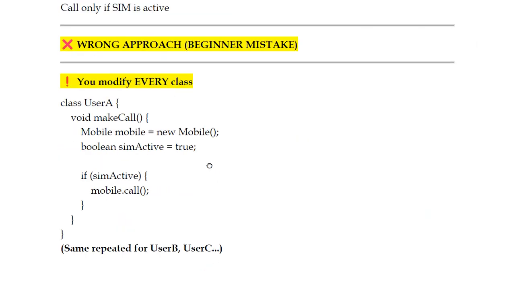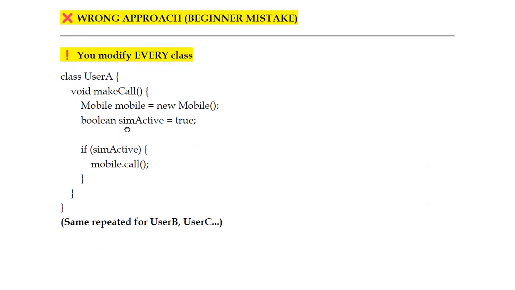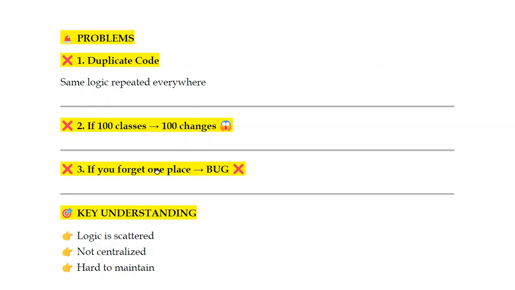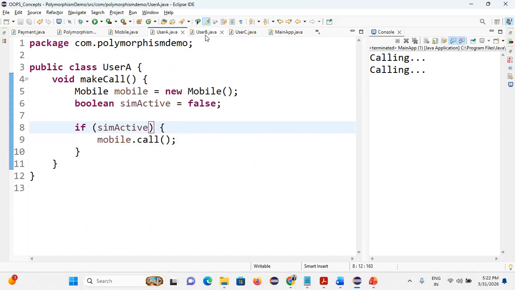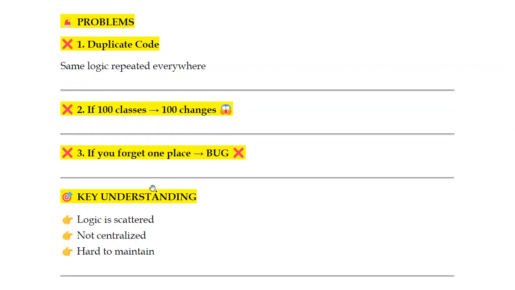If it is three classes, not an issue. But if 100 devices or 100 users are there, you are writing the same code each and every time in all the user files. Am I right? It's a tedious process. The same logic is repeated here. This is not a good programming practice. Reusability is not available here. 100 classes means 100 changes, 1000 means 1000. If you forget one place, it's a major problem.